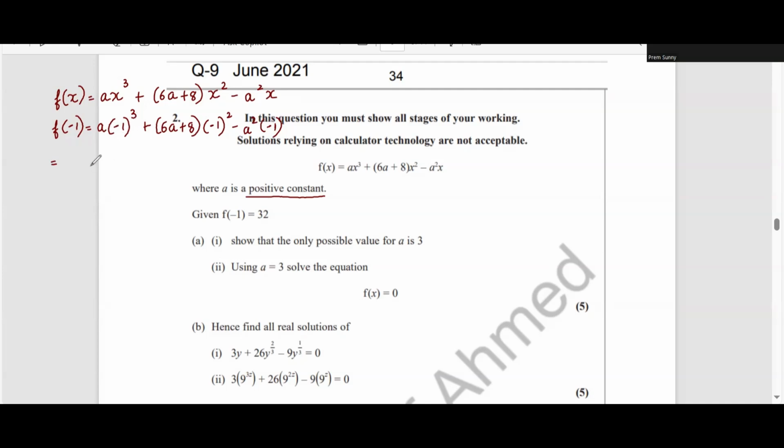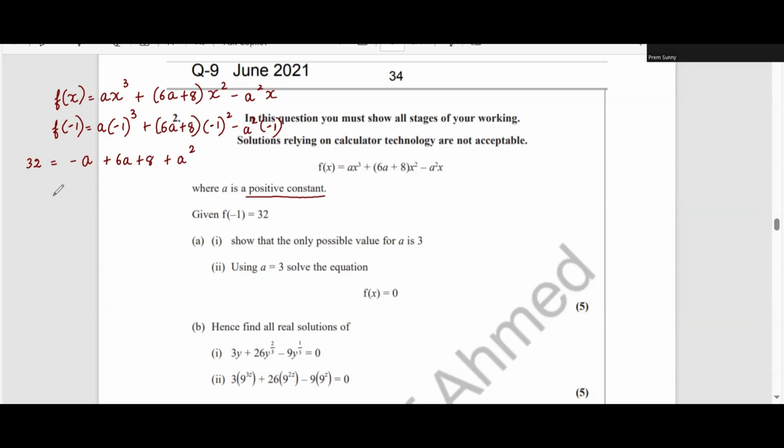So a into minus 1 is minus a. Minus 1 the whole square is positive 1, so (6a plus 8) into 1 is 6a plus 8 itself. Minus a squared into minus 1 is plus a squared. And it is given that this is equal to 32, so we can write 32 here.